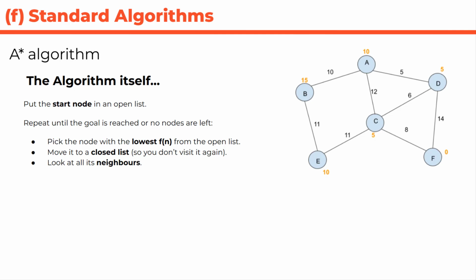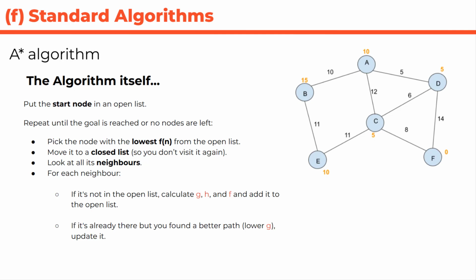Then we look at all of its neighbors. So we look around it, assess the costs, and for each neighbor, if it's not in the open list, we calculate the G, the F, and the H values and add it to the open list. So remember, that's the total cost of getting there. That's the cost of getting to the node. And then it's the heuristic value as well. So if it's already there, but you found a better path with a lower overall cost or a lower cost to get there, then we update it in our table.